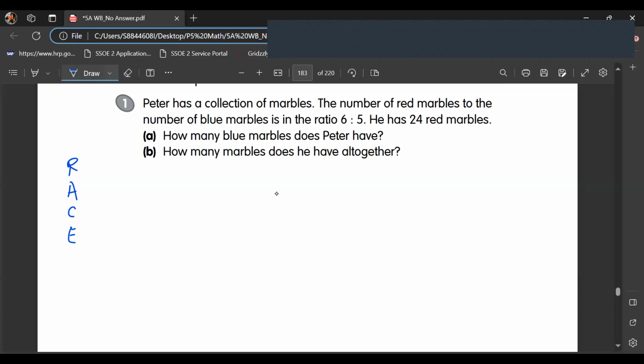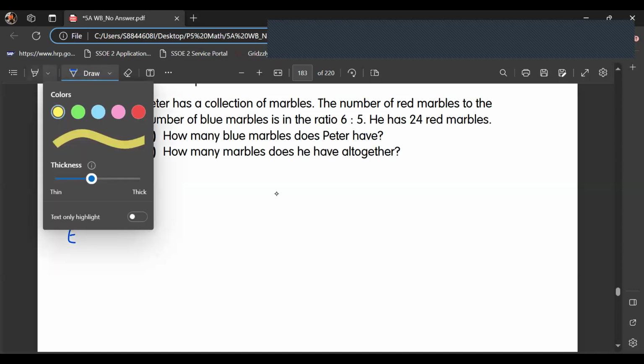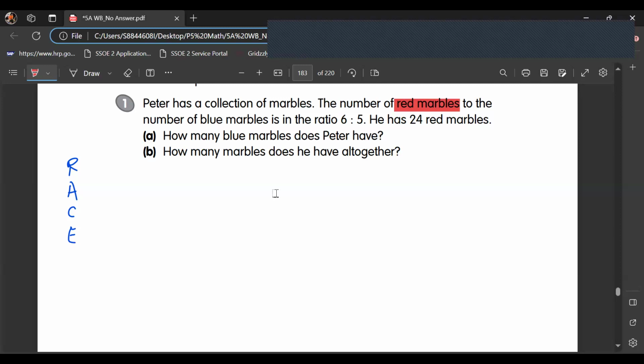So here in this question, Peter has a collection of marbles. Right at the start, it gives you the clue, the ratio, the types of objects, type of marbles. He has a collection of marbles. The number of red marbles to the number of blue marbles is the ratio of 6:5. So I'm going to use my color code already. Red color for red marble. And so I put 6:5. Then blue marble, I use a blue highlighter.